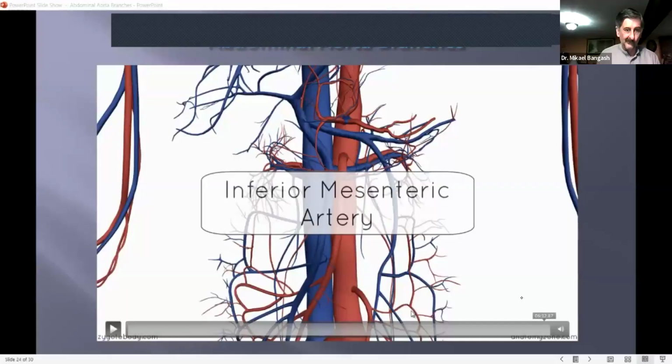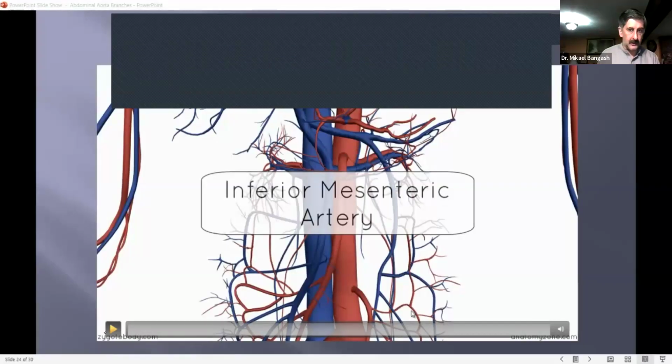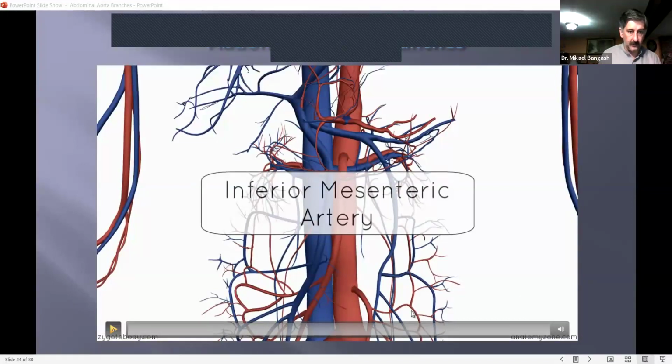Okay, guys, you have your snacks ready? Okay, guys, let's look. So just about the inferior mesenteric artery, and then we can see a short video of the renal arteries.